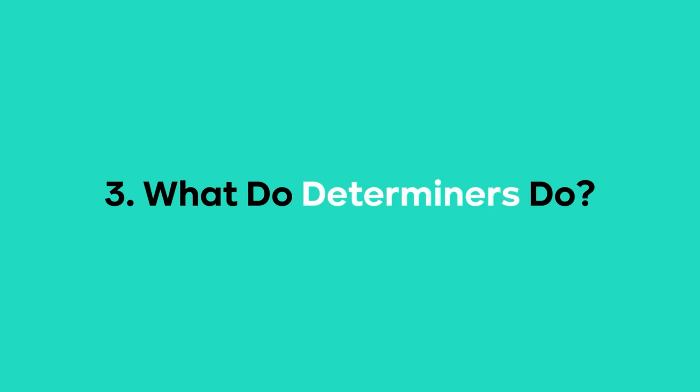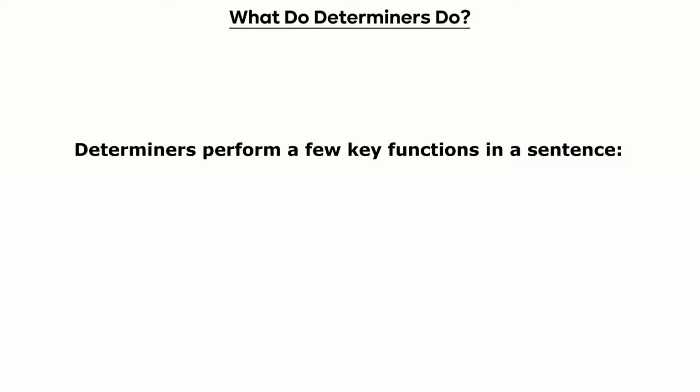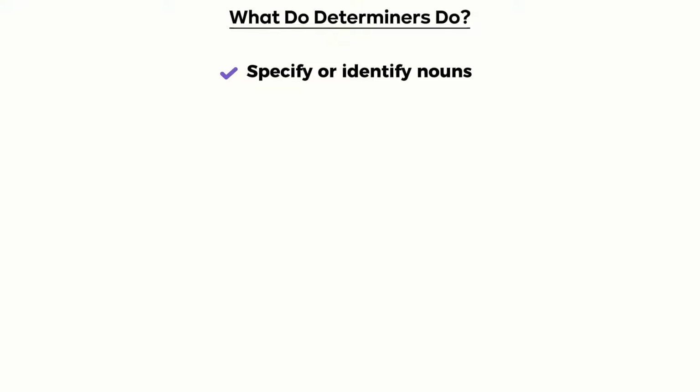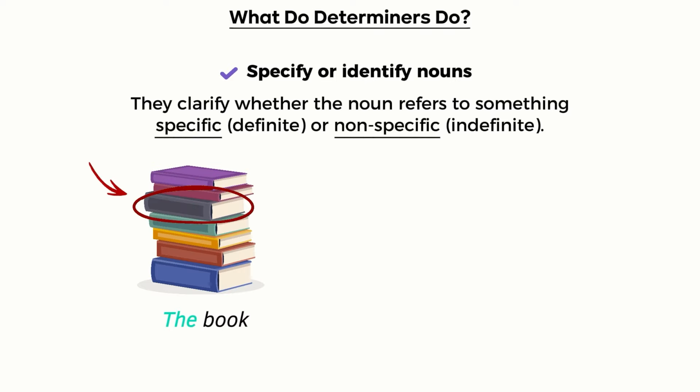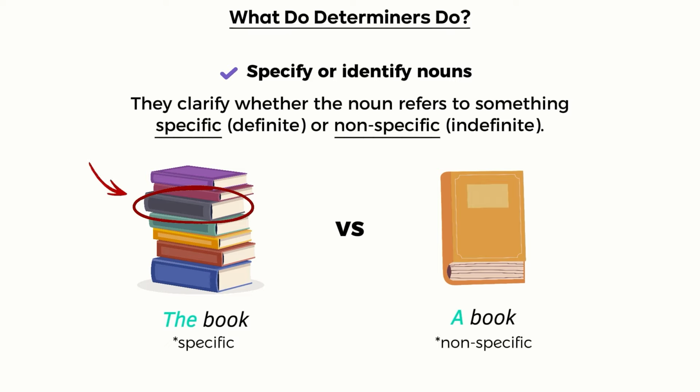What do determiners do? Determiners perform a few key functions in a sentence. Specify or identify nouns. They clarify whether the noun refers to something specific, definite, or non-specific, indefinite. Look at the example, the book, specific, versus a book, non-specific.